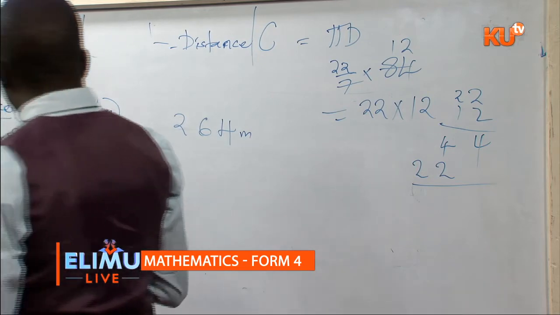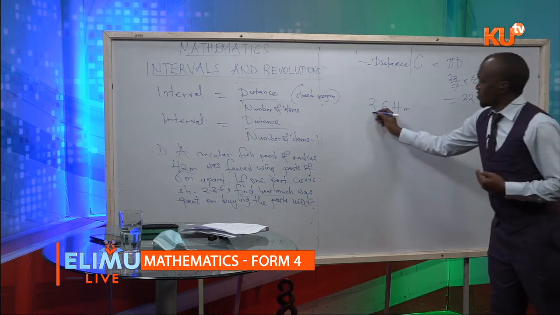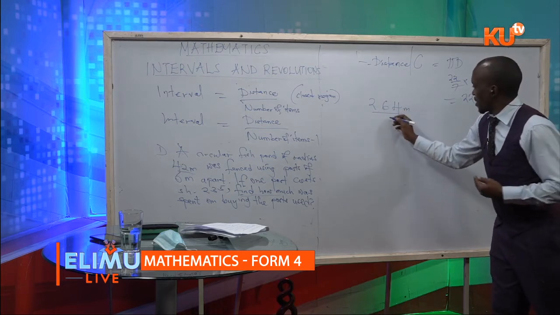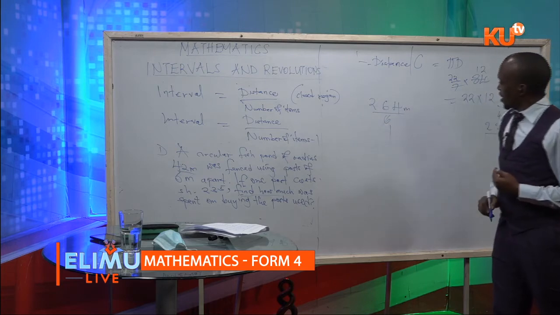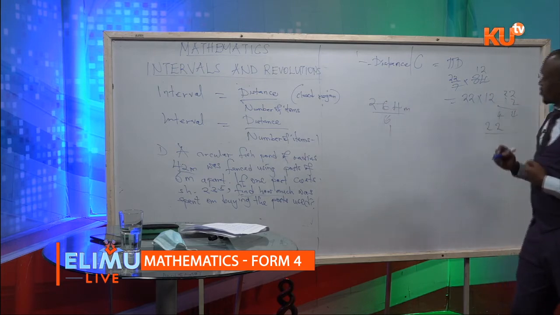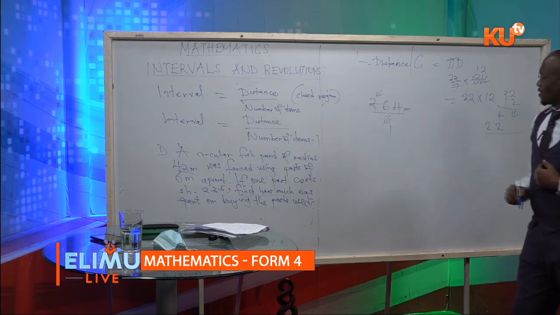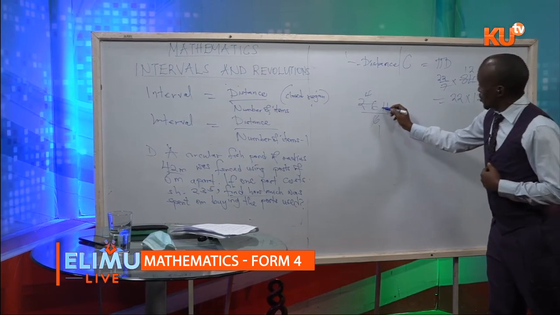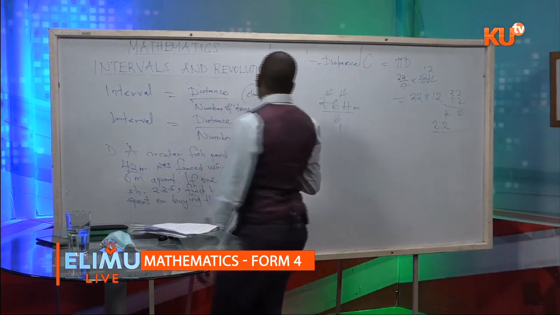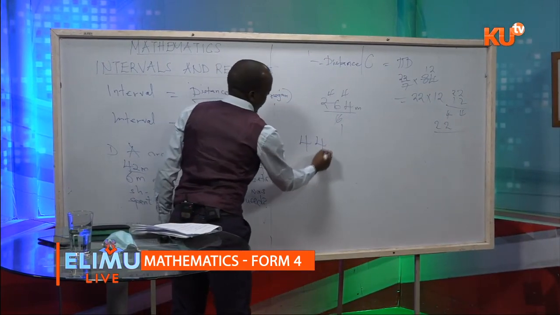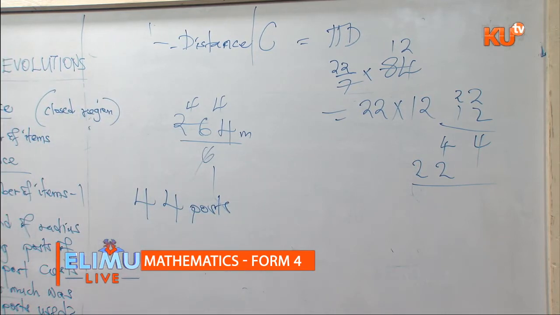And they were fenced 6 meters apart. So we divide this one by 6. 6 goes here once. 6 goes into 26 how many times? 4 times. Good. Remainder 2. We get 44. So we had 44 posts used here. There were 44 posts. That is not the question asked.